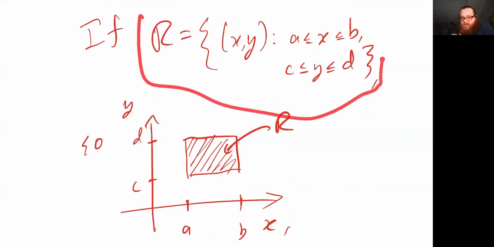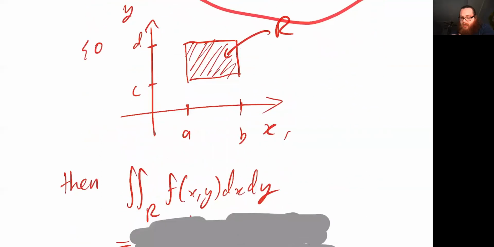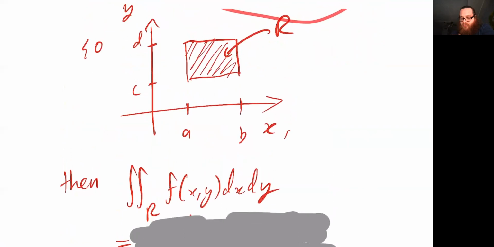Okay, so we're given a region, and we're also probably given a function defined over that region. So a natural question is, well, how do we make sense of the integral over that region of our function? And so I've written dx dy here.